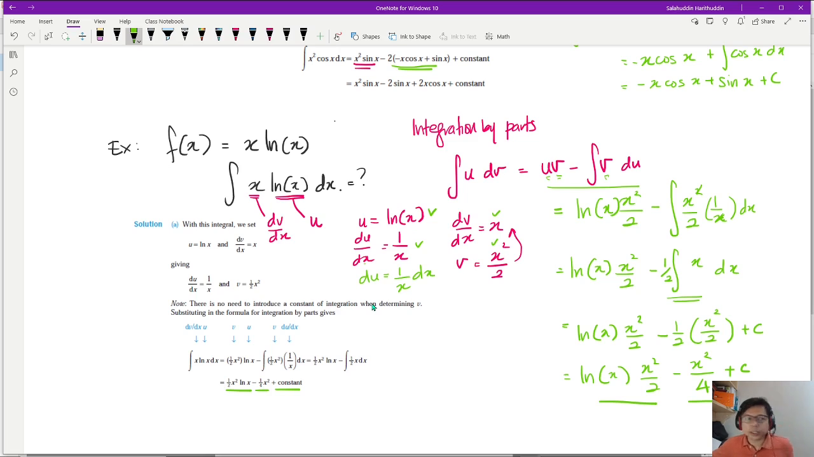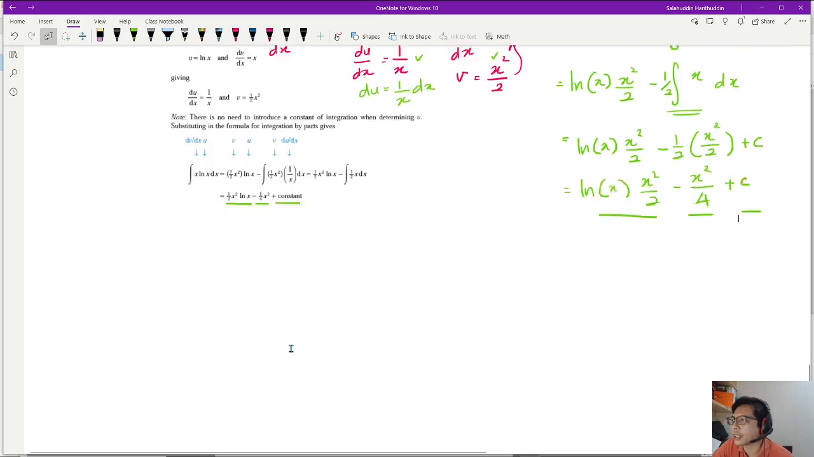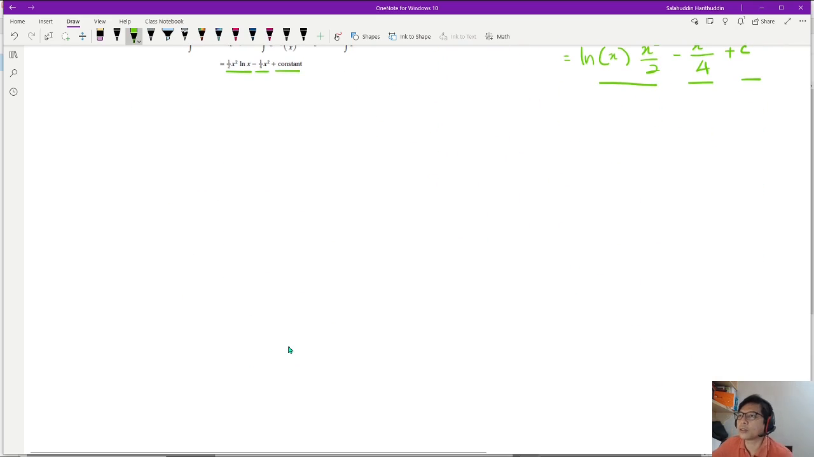Do you want more examples? Yes. Okay, let's do one more example of integration by parts. In this case, let's find the integral of x squared e to the minus x dx.